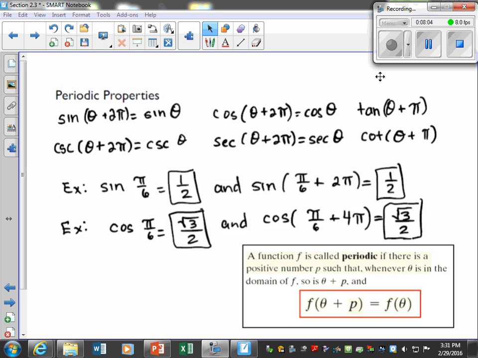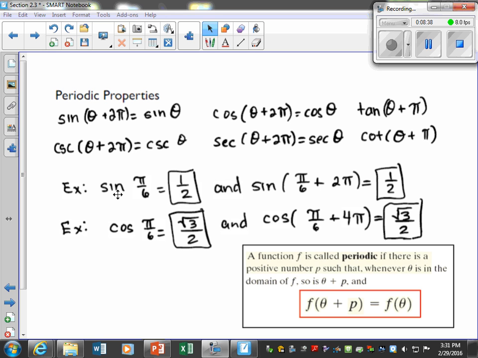Okay, the next thing we're going to look at is periodic properties, and the definition's right down here. A function f is periodic if there's a positive number p such that whenever theta is in the domain of f, so is theta plus p. And so a function evaluated at theta plus p is the same answer we would get if we evaluate the function at theta. So all this is saying is if you have sine of theta plus 2 pi and it's periodic right here, then that's the same thing as just evaluating the sine of theta.